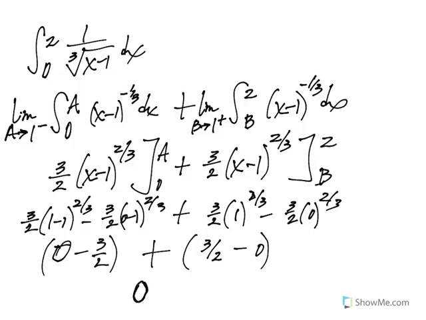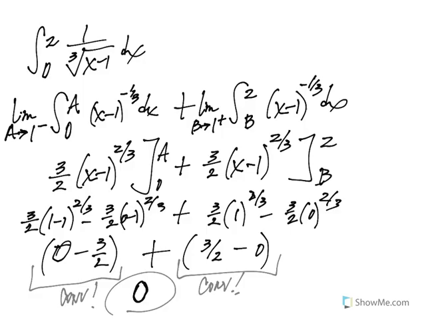I end up getting 0, but here's what I notice. I notice that both of these are convergent. So 0 makes sense. I've got finite area below the x-axis and finite area above the x-axis. Arithmetically, they offset to 0, but this is convergent area.